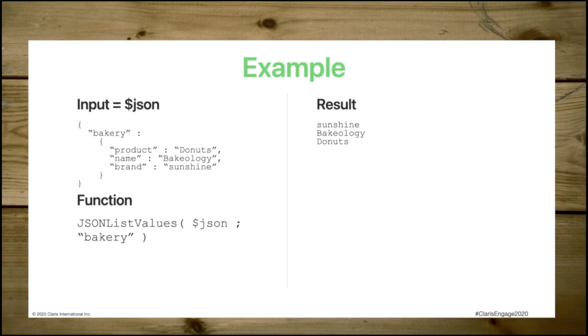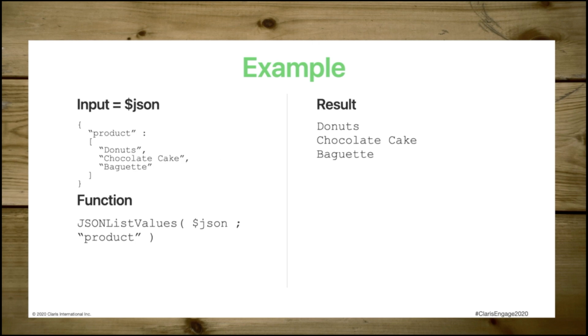Now with the objects, when we have the second parameter as bakery, and we want to get the values within the object of bakery, we've got product, name, and brand, but the values are donuts, Bakeology, and Sunshine, which will interestingly put it in alphabetical order in accordance with the name. So we see Sunshine first because brand is alphabetically first. Here we have an array, where the second variable is calling product, so it wants to get the values of the array. It'll simply give you the values of the array, which is donuts, chocolate cake, and baguette.